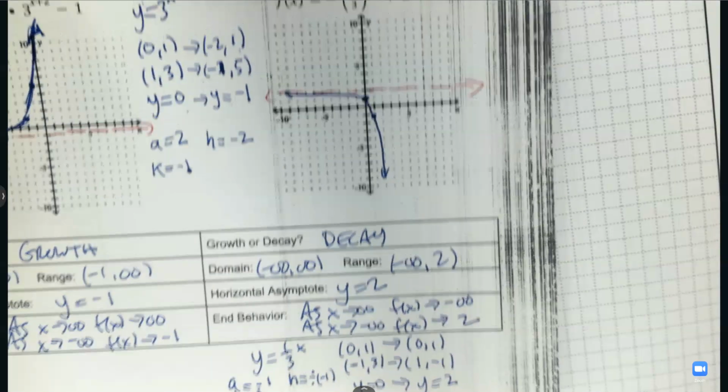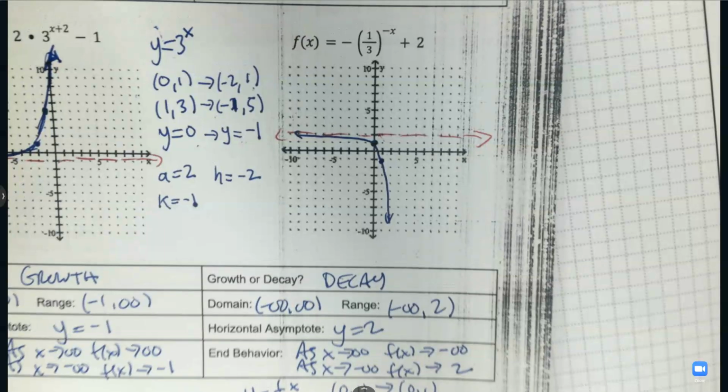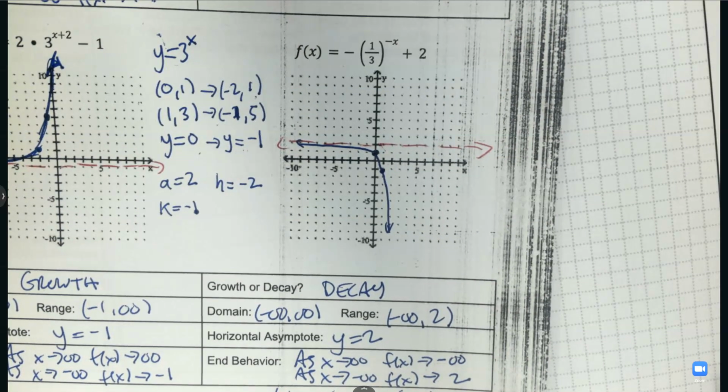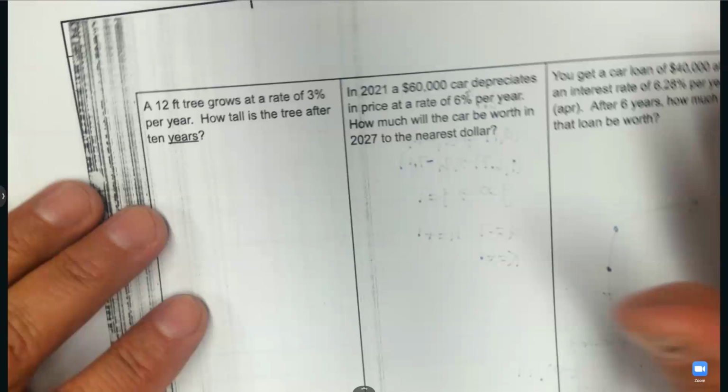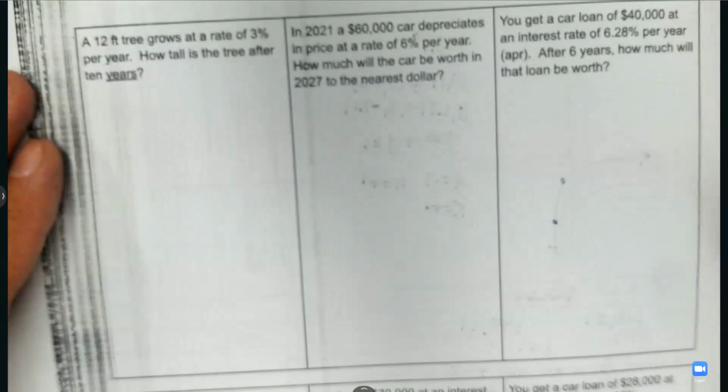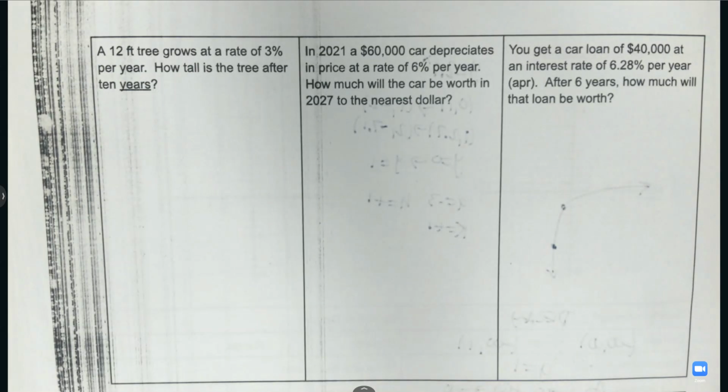All right, that's a lot of graphing, right? So you should do great on the graphs on the exam. That was 8 of them. Last page. All right, some stories. Some growth and decay stories.